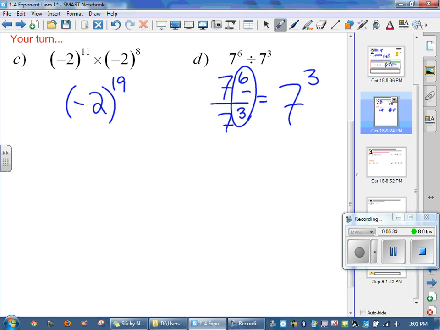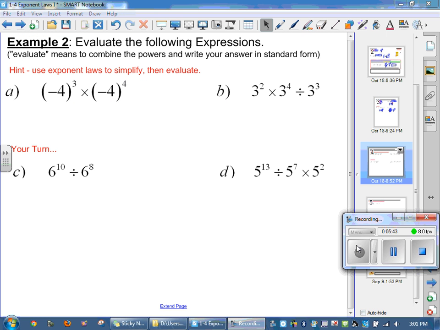Okay, let's move on to the next section. This section tells us now we have to evaluate. Evaluate means actually simplify to a power, then solve the power. So simplifying the power, we have to take a look and see what function we're doing. We're doing multiply, same base. I get to add my exponents. I'm going to get negative 4 exponent 7.